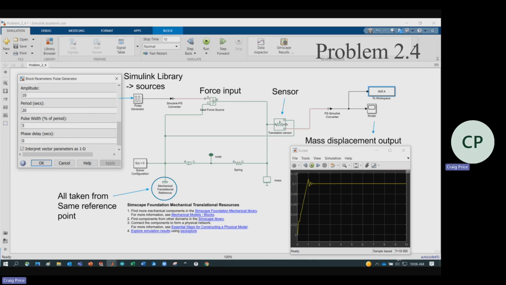Anytime I'm dealing with C and R, basically every sensor and source has a C and R. C, you always want to ground. So both of the C's, I ground here. That's like our starting point. R is what we want to connect to what we want to read or what we want the force applied to. So for both of these blocks, I have the R connected to the mass.